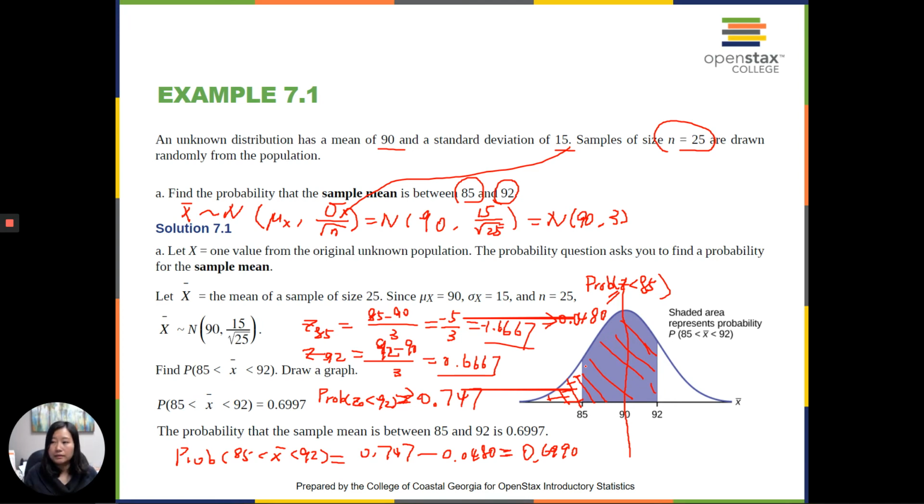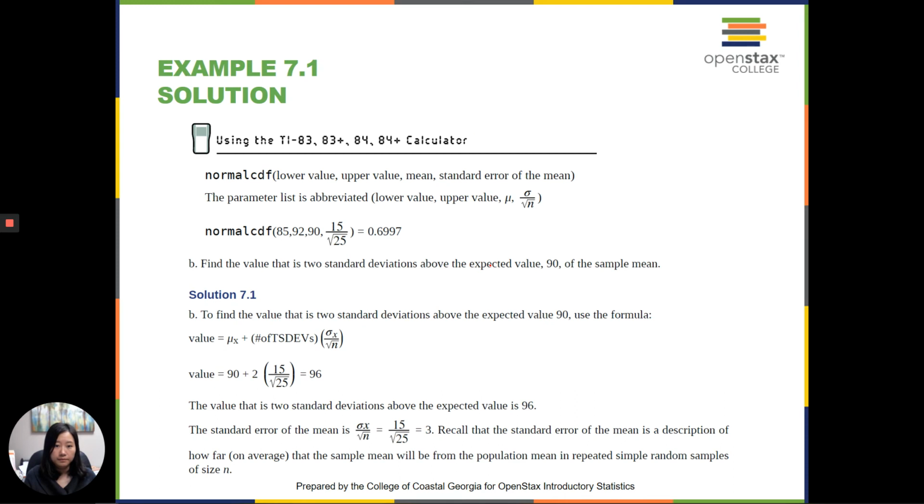And again, the book explains how you can calculate it using a TI calculator. I still prefer that you learn how to do it with the table, because you can bring that to the exam. You can use that anytime without the calculator. In the calculator, if you find normal CDF, the normal cumulative distribution function, you take the lower value, higher value, the mean, and the standard deviation, and you put it in there. It will tell you the answer very quickly.